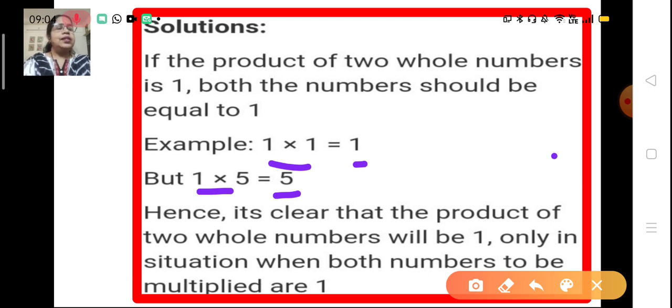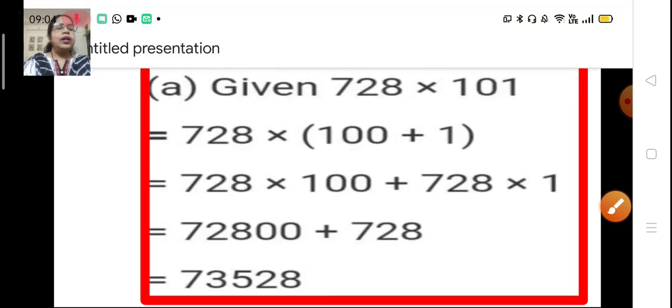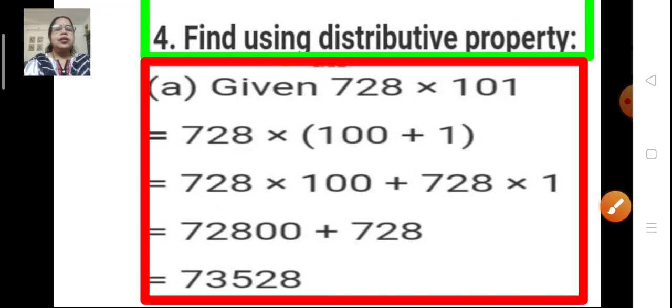Now, let us look at the next one. This is question number 4, find using distributive property. So, what is the first problem?